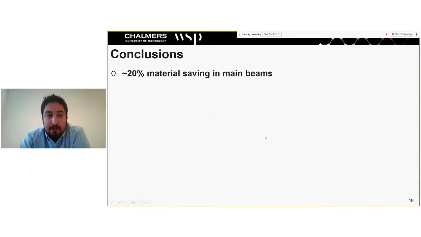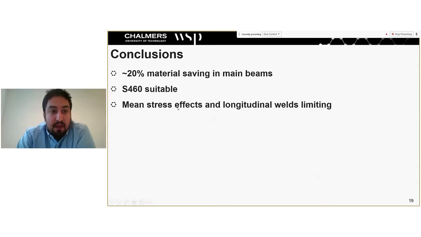So the conclusion of my presentation is that maybe not in all types of bridges, for instance maybe not in truss bridges, but in conventional bridges, you can save at least 20% material in the main beams. We think that 460 is suitable. However, in other types of bridges, I've seen examples where 690 has been used in truss bridges, in combination with HFMI, of course.